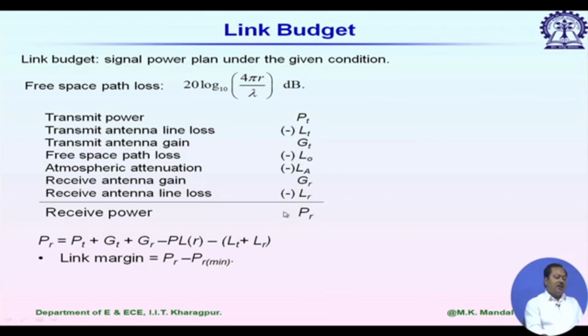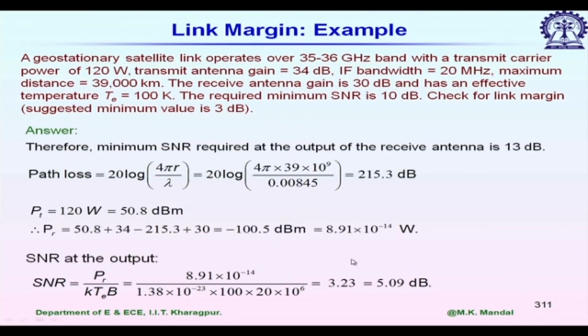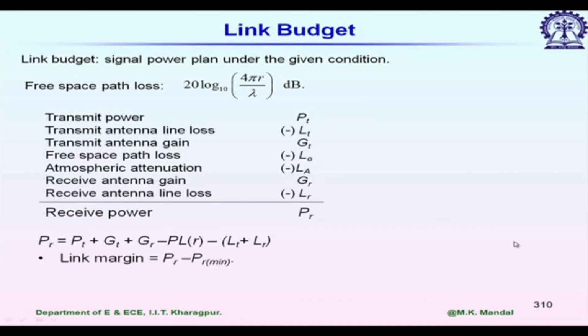So, typical suggested values are 3 dB to 10 dB link margin for any given millimeter wave system. Okay, so, we will take a break, then we will take a numerical example of link margin calculation.